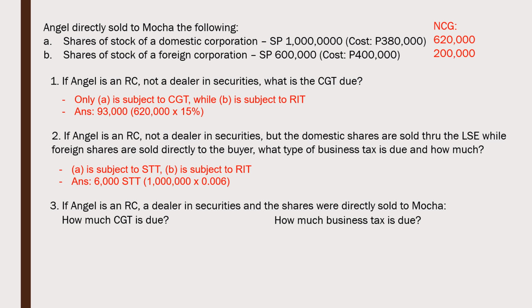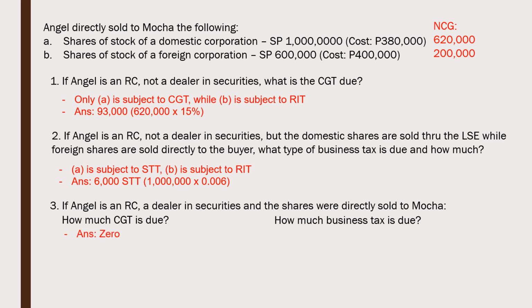For the CGT, since Angel is now a dealer in securities, the stocks or the shares of stock are no longer considered as capital assets because they are now part of the inventory of Angel. So the CGT due is 0.